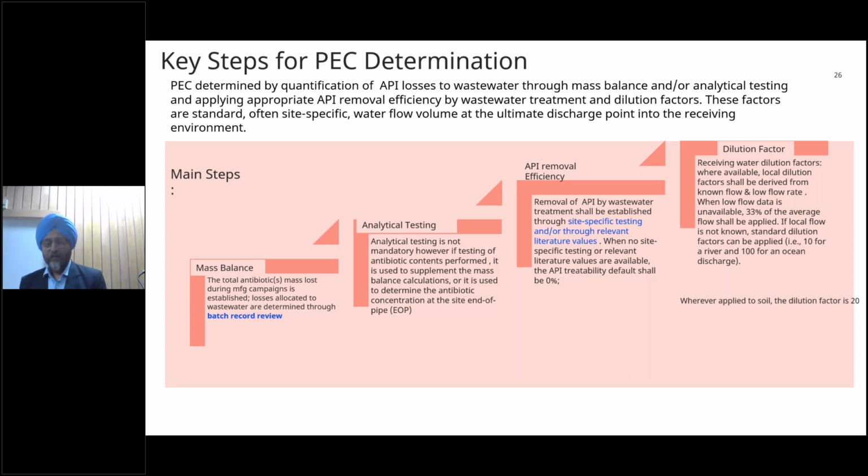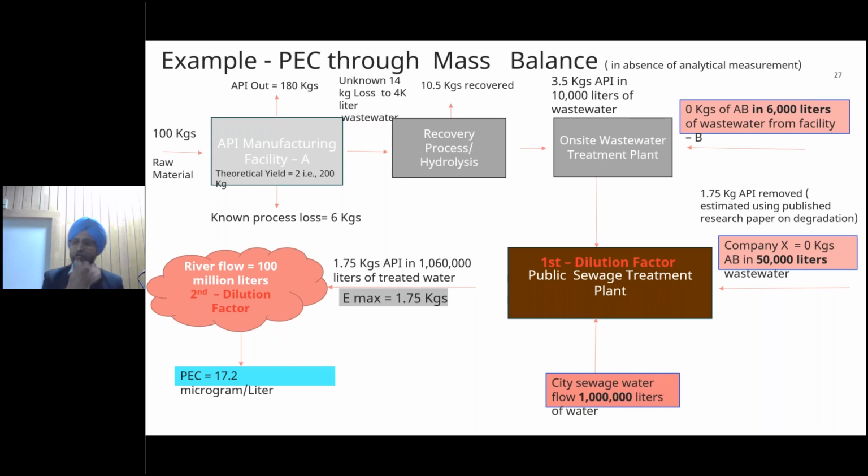And this PEC, as we talked about previously, is compared with PNEC. So it gives you the risk quotient, and it should be less than 1. Now we'll show you how the mass balance is done.